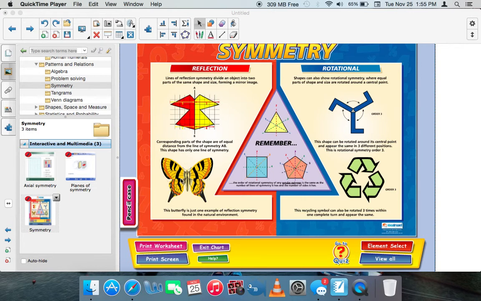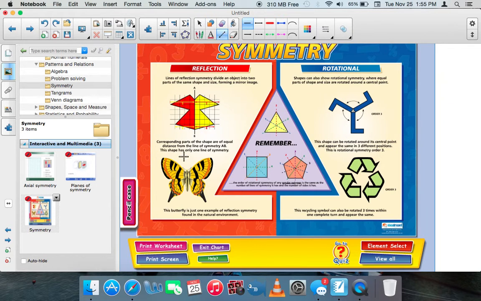This butterfly is just one example of reflection symmetry that you find in a natural environment. So let's put a line of symmetry right down the middle here, and that will show us reflection symmetry. Both sides of the line are equal, creating a mirror image. Okay?